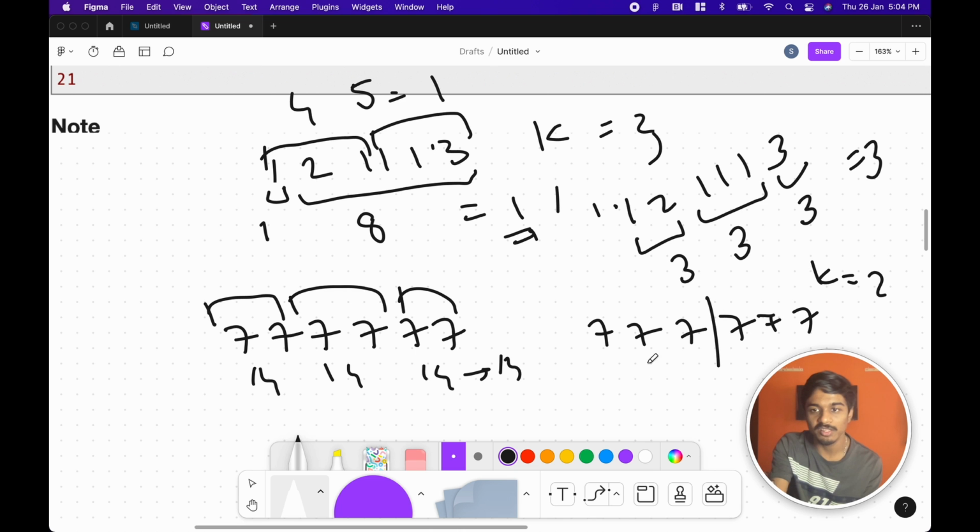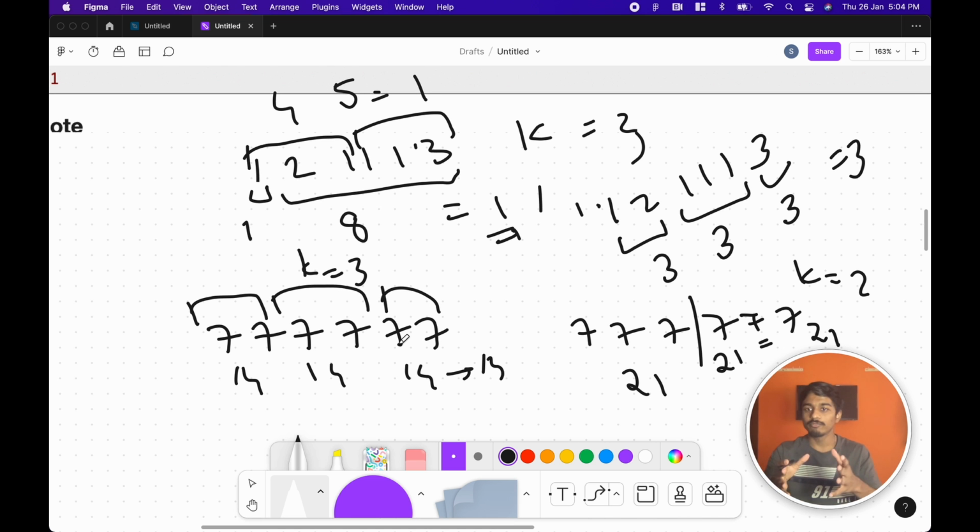and split it straight in the middle. This is 21, this is 21. GCD is 21. This is k value as 3. So we got this with the help of trial and error. Now we have to come up with a solution.